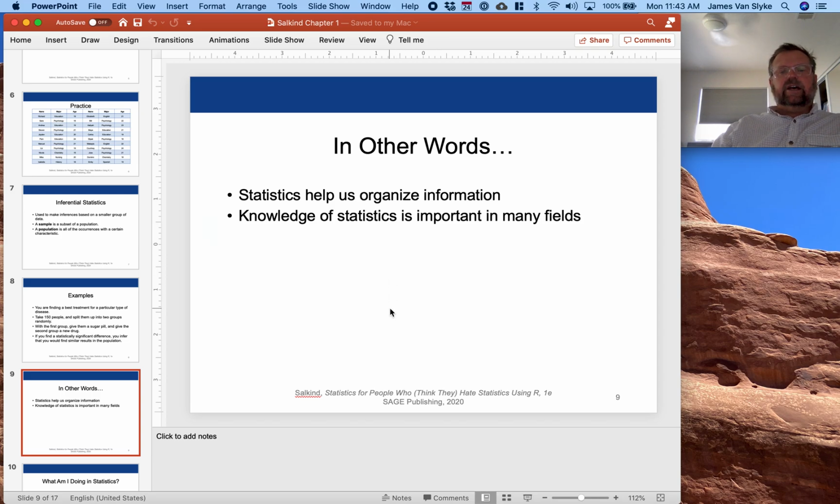So, statistics help us to organize information, and then ultimately knowledge of statistics is going to be important in many different fields. If you've been following what's been going on with COVID lately, you'll see that there's a lot of different sites that have all kinds of statistical data about how the spread of COVID is going, how many people have the disease, and so forth. And having information about that helps us to understand how the disease spreads, who's most vulnerable to the disease, and which areas are doing better or worse with COVID.